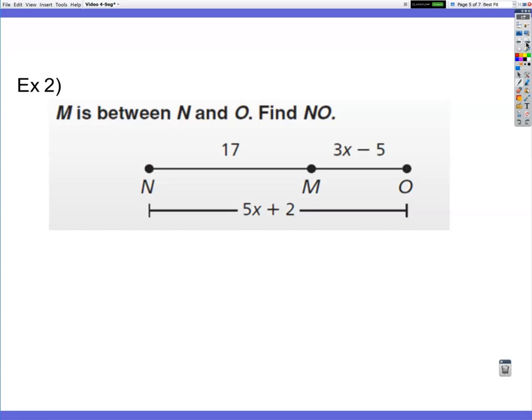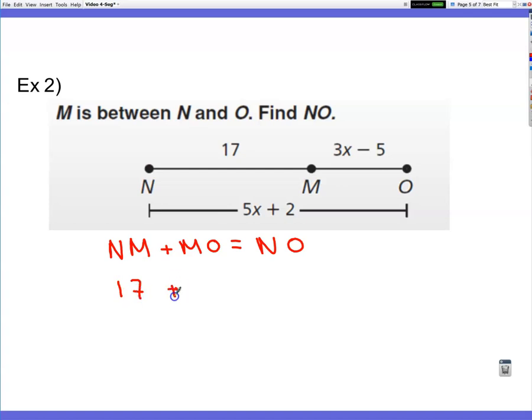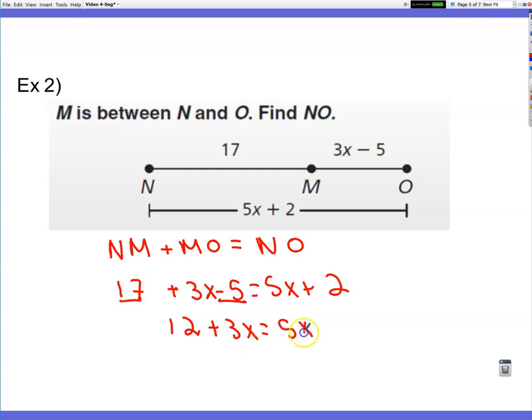Okay, so we are going to use our segment addition postulate here that says that NM plus MO equals NO. So I know that NM, according to this picture, is 17. I know that MO, according to this picture, is 3x minus 5. And then I know that NO is 5x plus 2. So what I'm going to do is solve this out. First, let's simplify this side by combining like terms. So I have 17 minus 5, and that's going to give me 12.